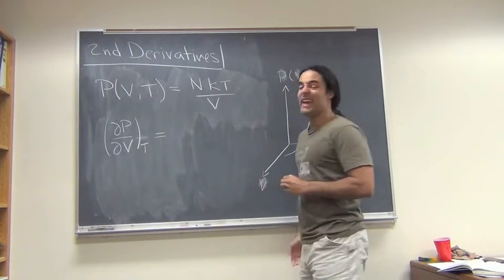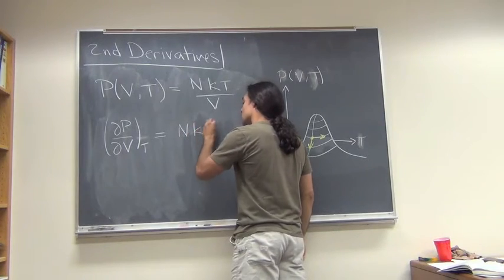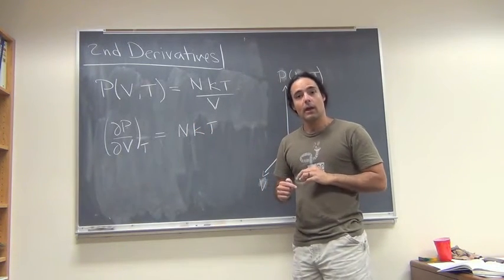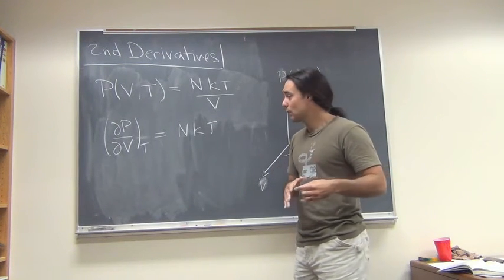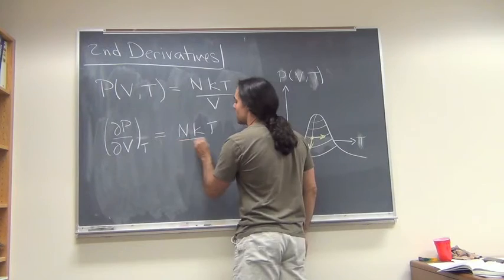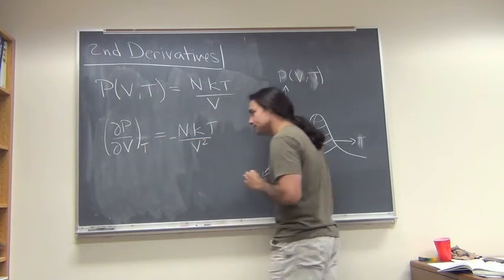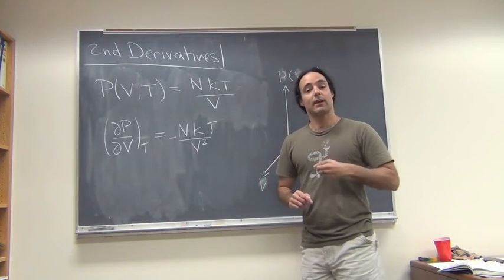All right. Well, nk and T are constant, so they're just going along for the ride. They're not going to change. I've got a 1 over V. The derivative of 1 over V, just using the power rule, is going to be 1 over V squared times -1. Okay, so that's dP/dV at constant T.